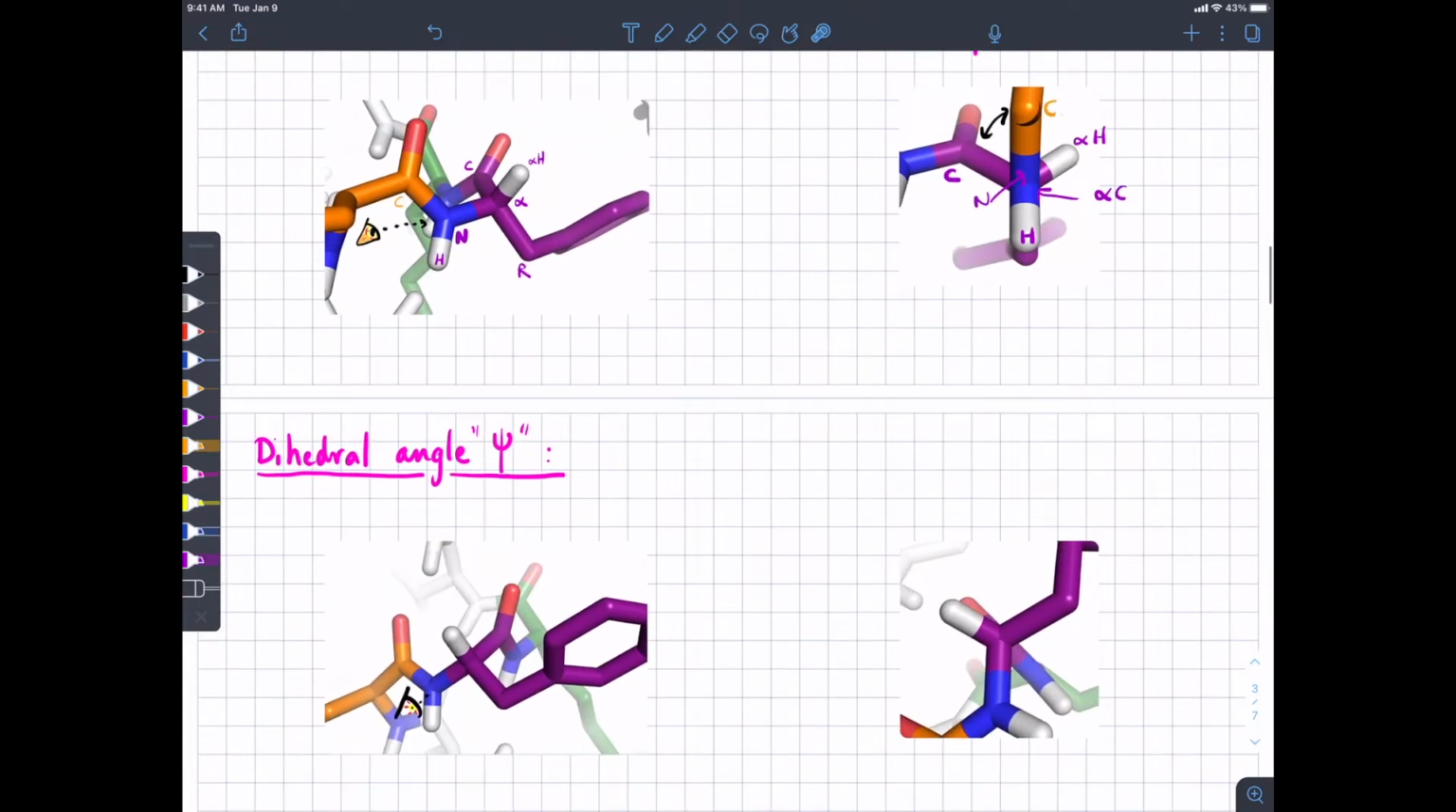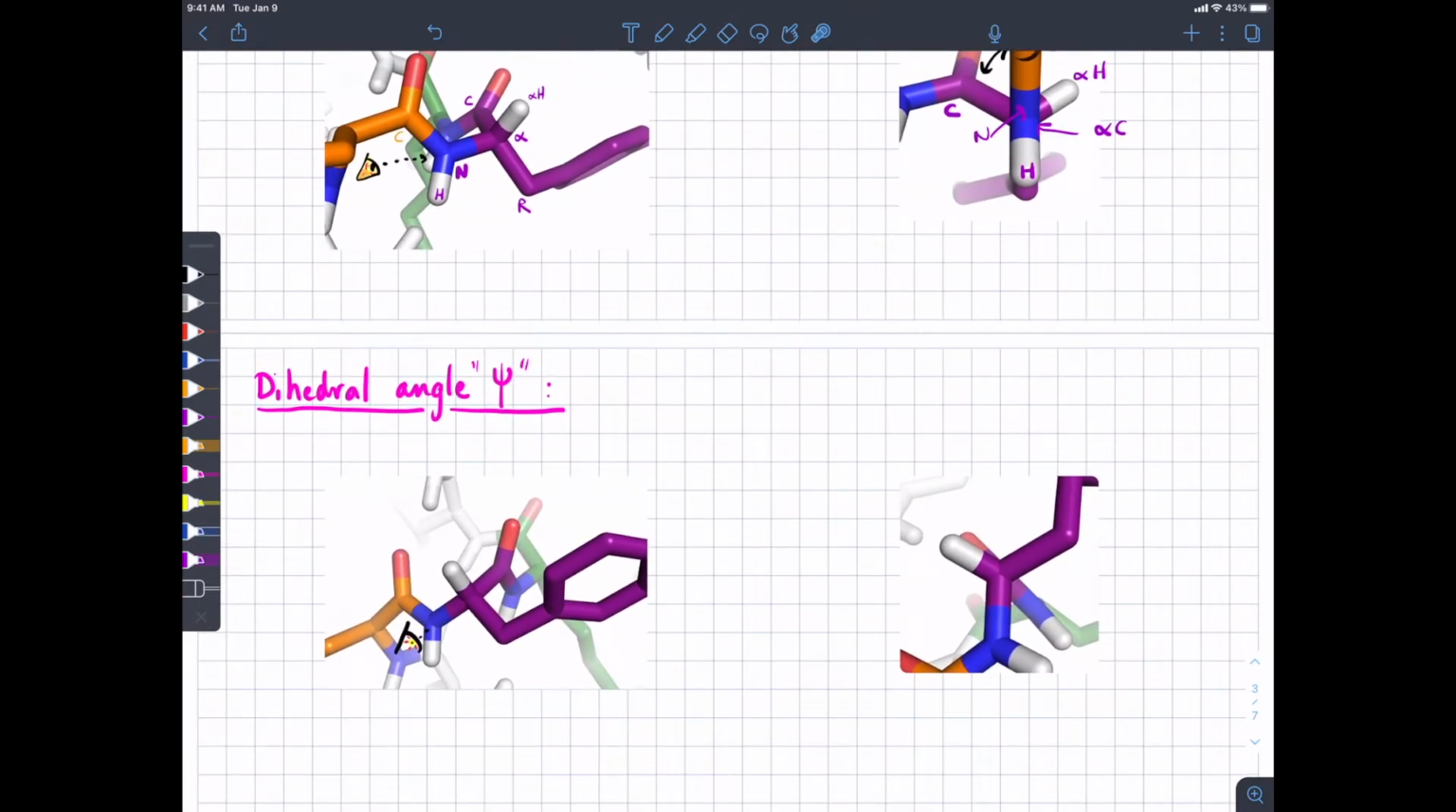And then if we do the same thing for the last angle, the psi angle, that's going to be looking down the bond between purple alpha carbon and purple carbonyl carbon. On the purple carbonyl carbon, you're going to see the oxygen and the nitrogen of the next amino acid. So I guess that would be the green nitrogen. And then on the alpha carbon, of course, you're going to see the alpha proton, the purple nitrogen, and the side chain R.